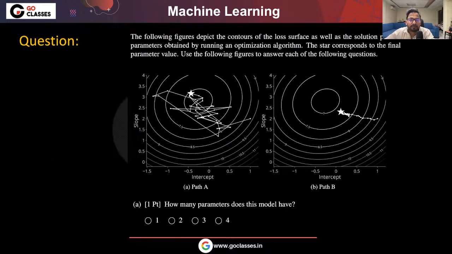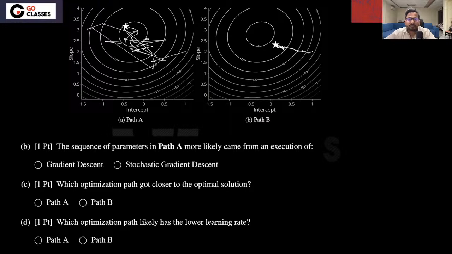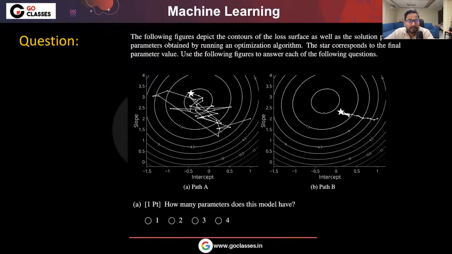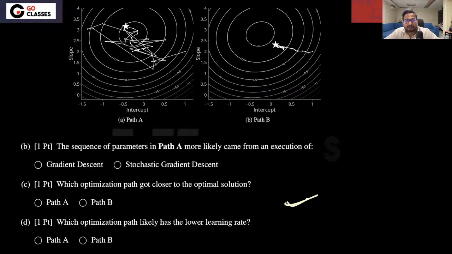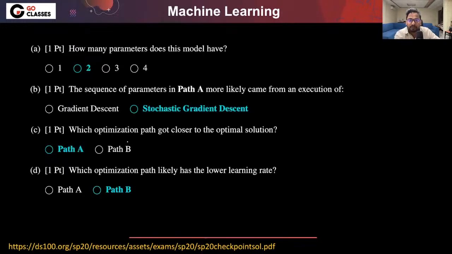Okay, so this particular question we have solved, right? So which optimization path got closer to the optimal solution? Basically, they are saying, let's suppose this star is the optimal. Then which is going to be closer to the optimal? Actually, the path is fluctuating too much, right? So I think for the C, which optimization path got closer to the optimal solution.